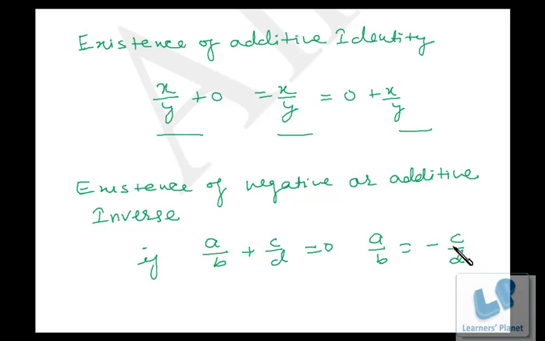So both the numbers, whether a by b and c by d, both the numbers are negatives of each other, or we can say additive inverses of each other. Okay, because c by d will also be equal to minus a by b, right? So a by b is minus c by d, c by d is minus a by b, so both of them are negatives of each other, or we can say additive inverses of each other.